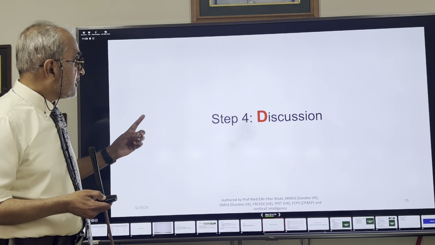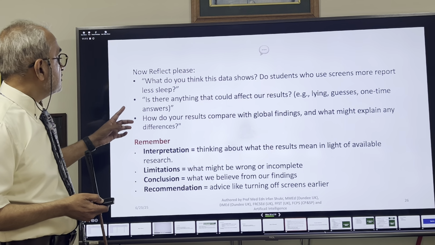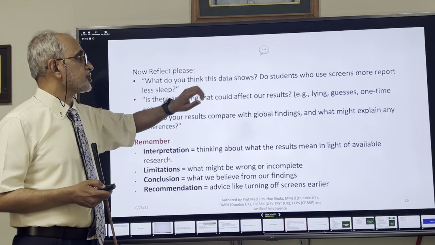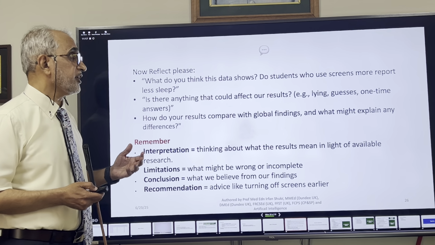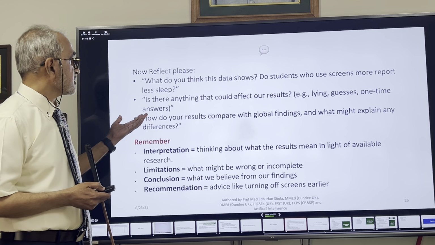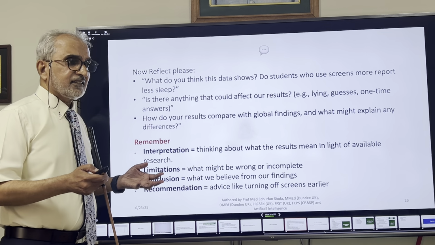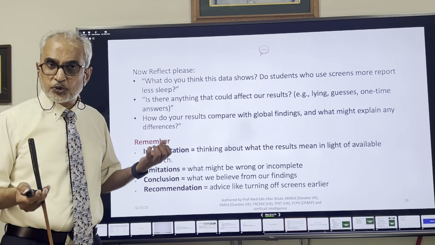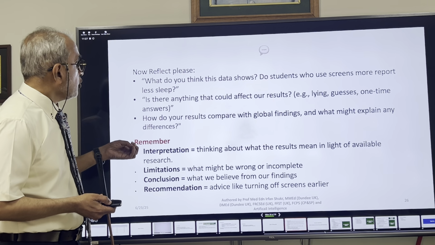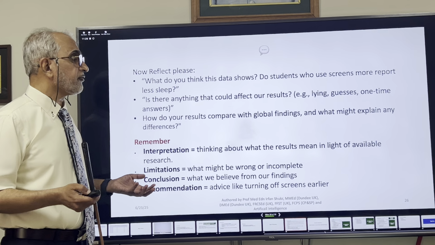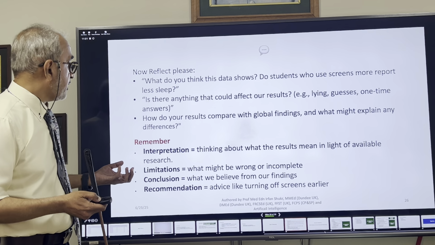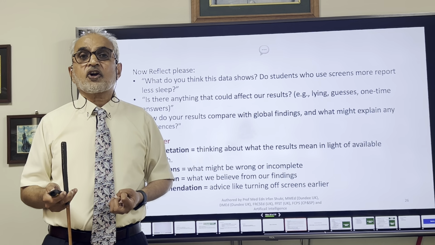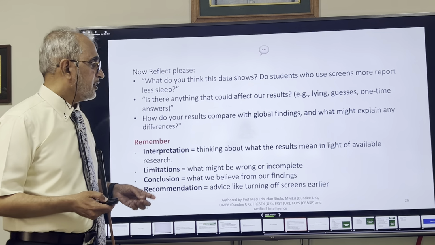After that is D from discussion. In discussion we reflect: what do you think this data shows? Do students use screens more or less, as in this case? Is there anything that could affect our result? That should come in discussion. Then how do your results compare with global findings, and what might explain any difference? So this is the core of the discussion.